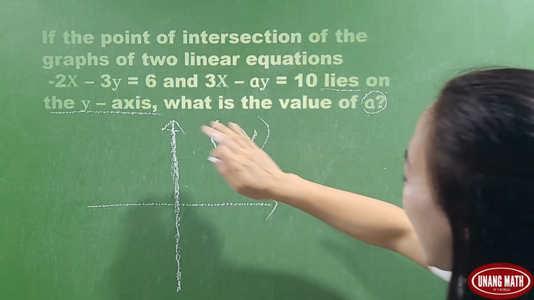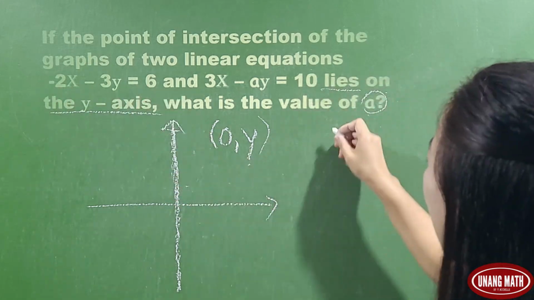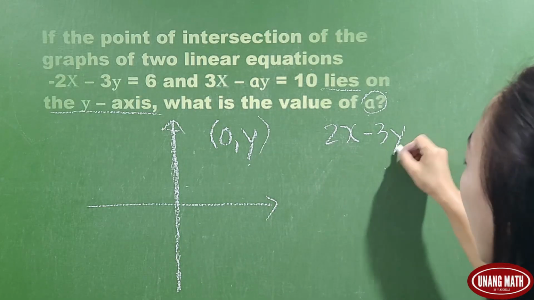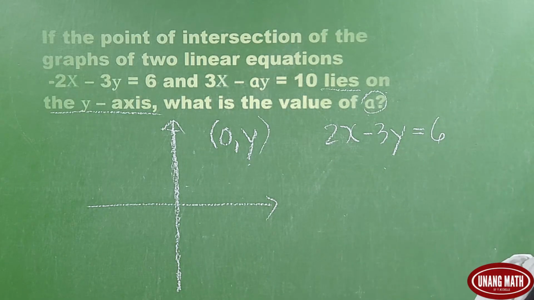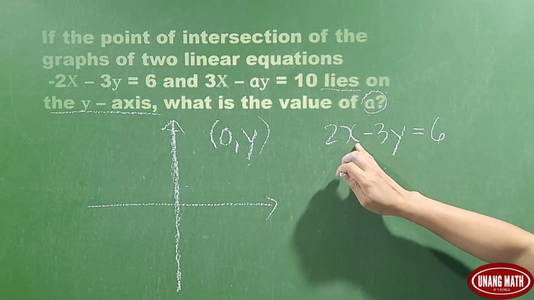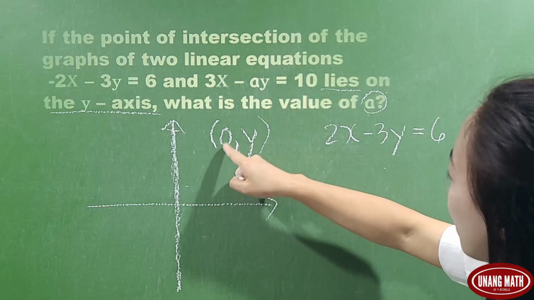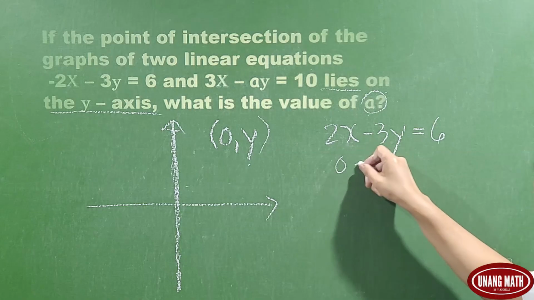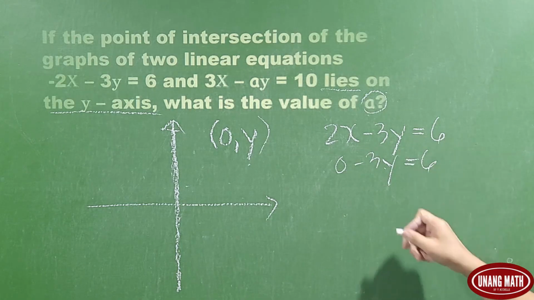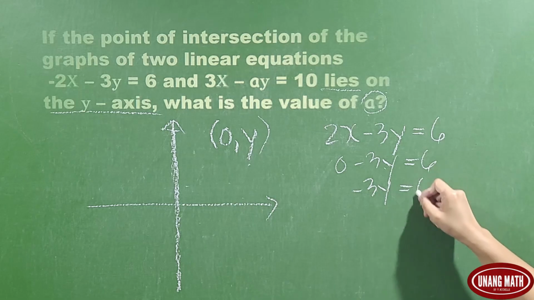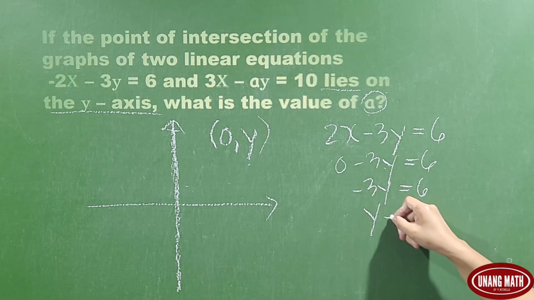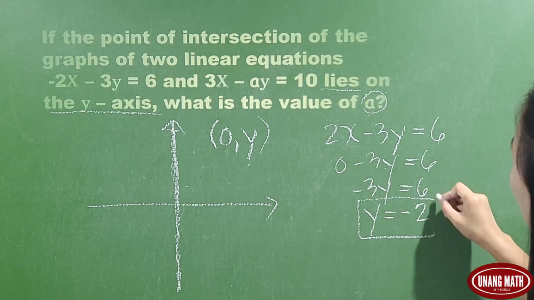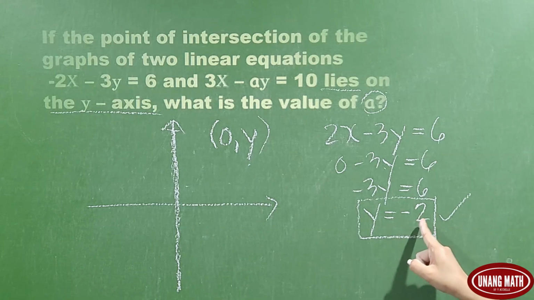Okay, now, let's get this equation, negative 2x minus 3y is equal to 6. So, we are going to substitute this value in this equation. So, x is 0. So, this is 0 minus 3y is equal to 6. So, this is negative 3y is equal to 6. So, that means y is negative 2. So, now we know the value of y, which is negative 2.